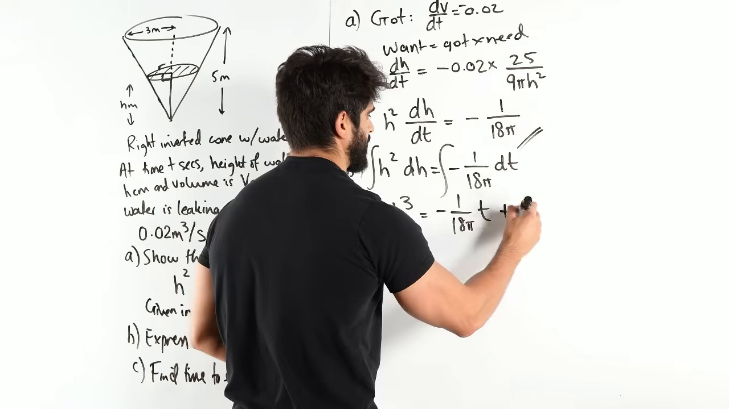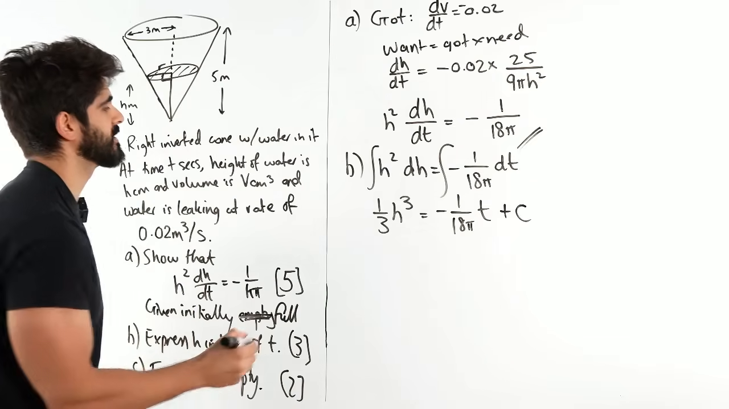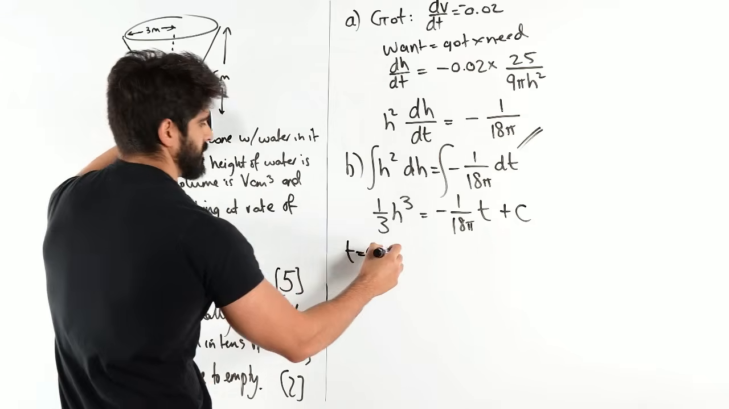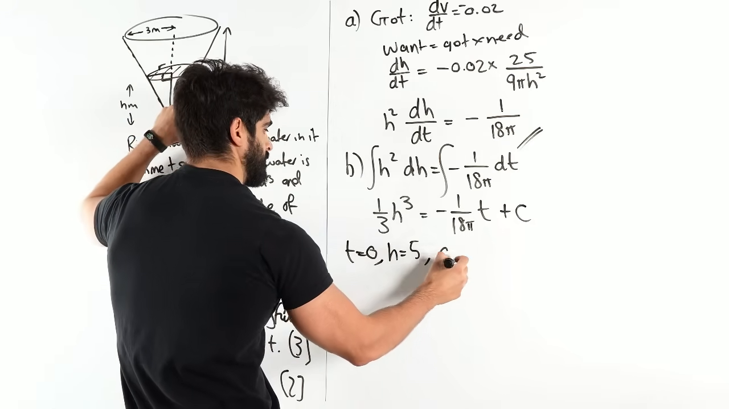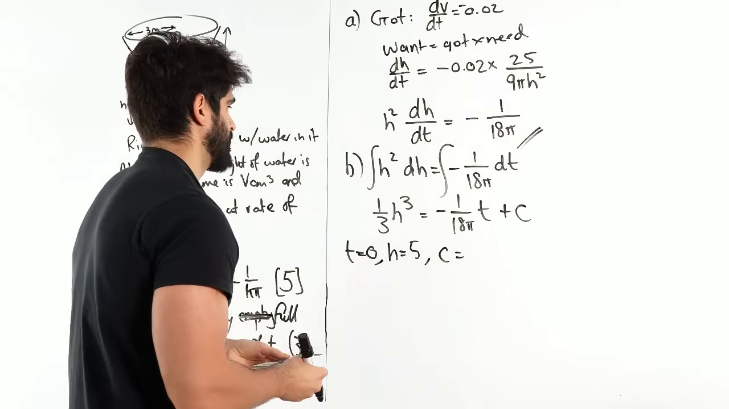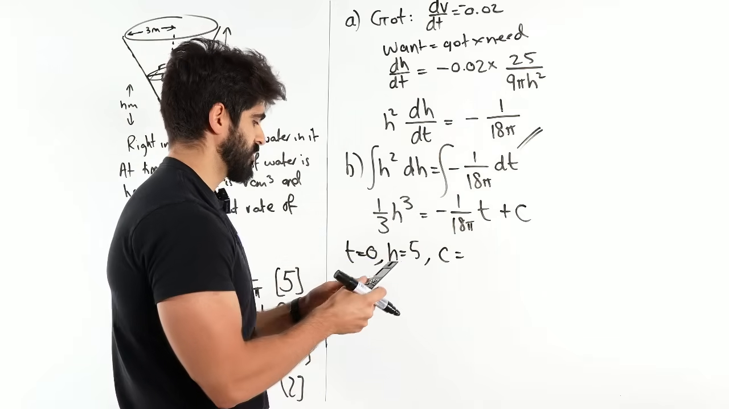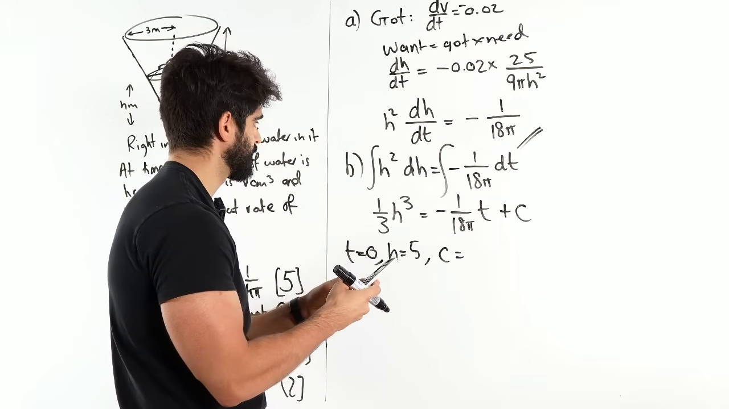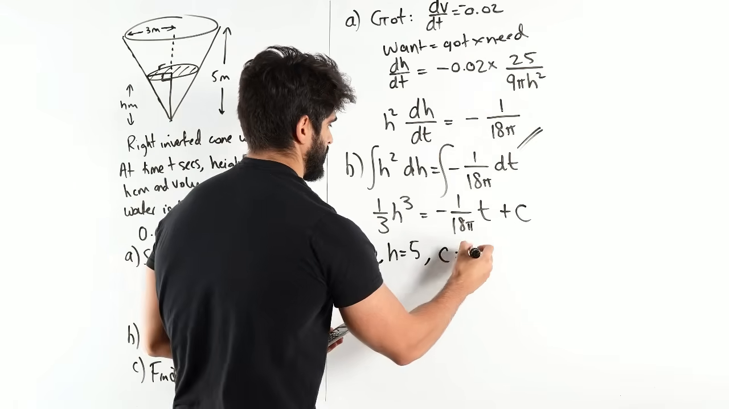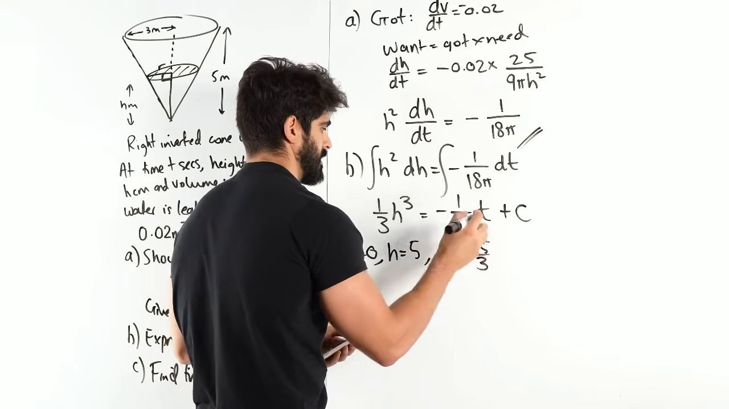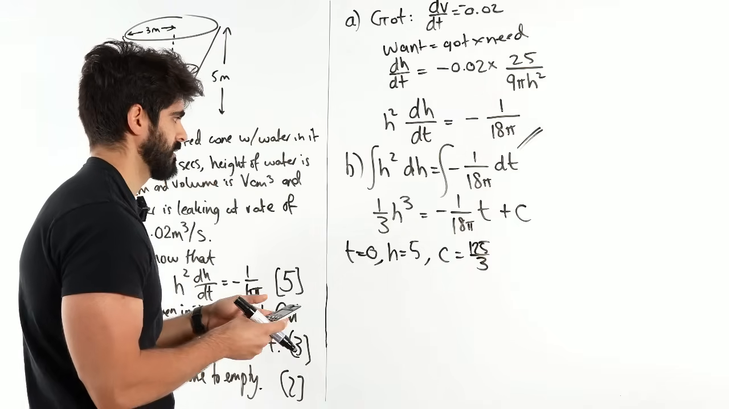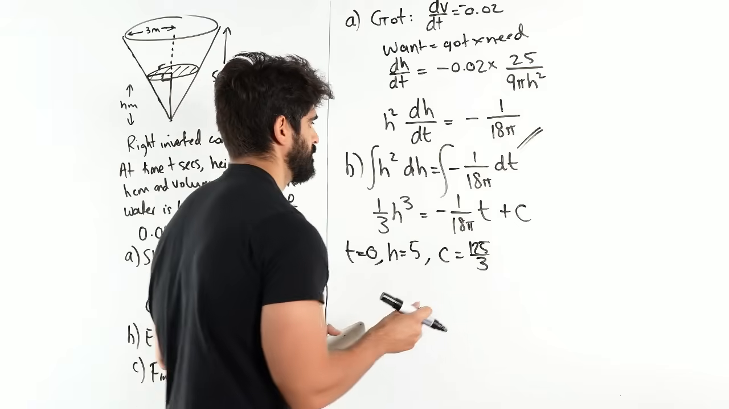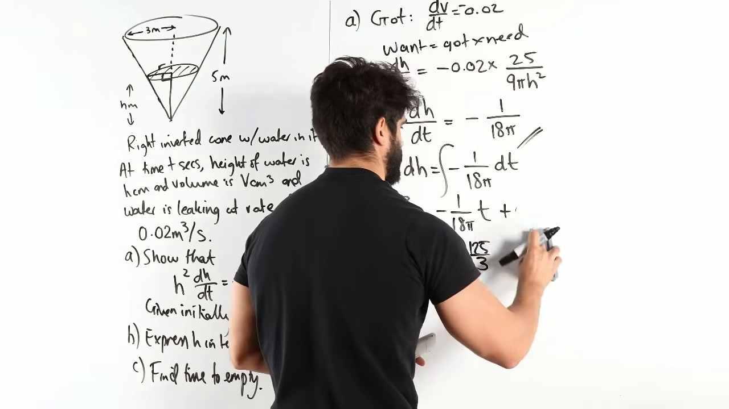Let's go back up. So when t is 0 initially, if it's full, h is 5. So basically, get rid of that. I'm just doing a third of 5 cubed. That's obvious, 125 over 3, yeah? Okay. h is 5 initially. Let's just make sure I'm not bugging out here. So plus 125 over 3.